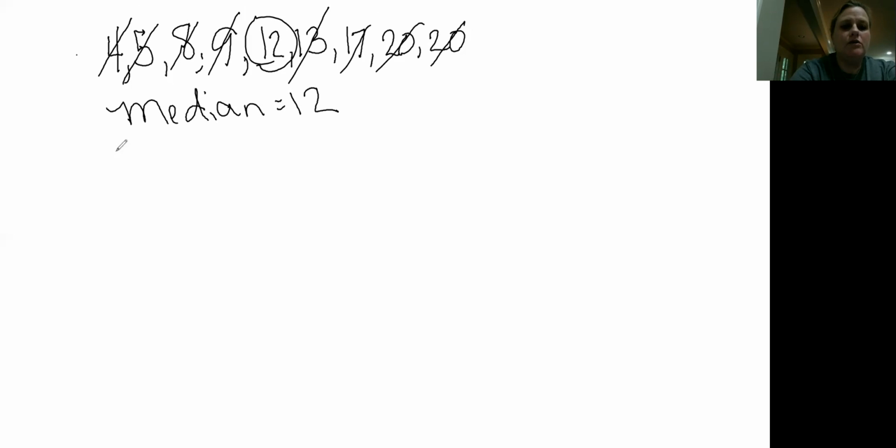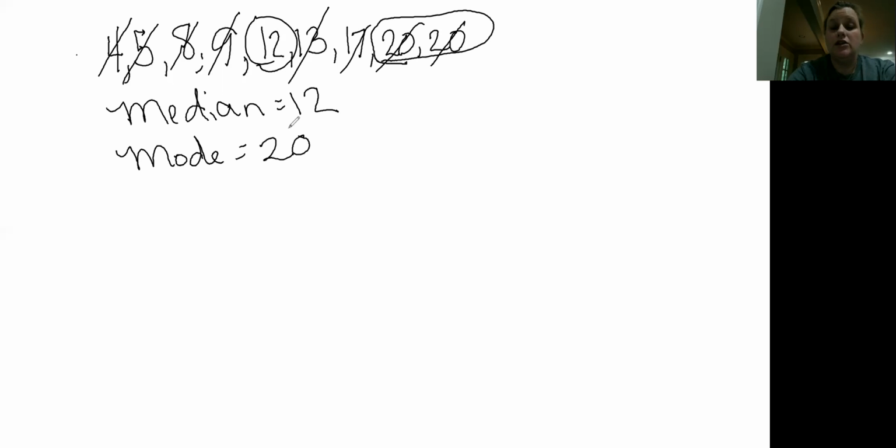Now the mode is just which number do we have the most of? We only have one of each of these. But look at 20, we have 2 of them. So our mode is 20. And you can have more than one mode. But in this case, there's just one.